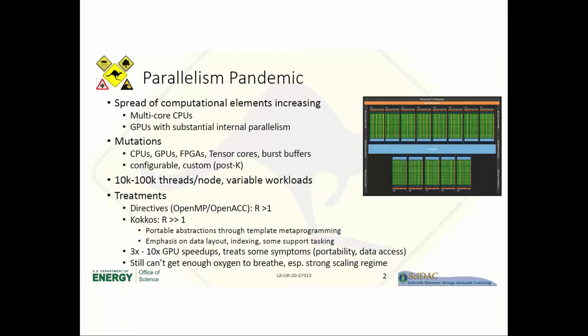And then on the C++ side, Kokkos has seen a lot of community spread with a portable abstraction layer through template metaprogramming. So that's becoming popular here. And these are getting decent GPU speedups, but it's only treating some of the symptoms. In particular, these are focused more on portability and data motion.